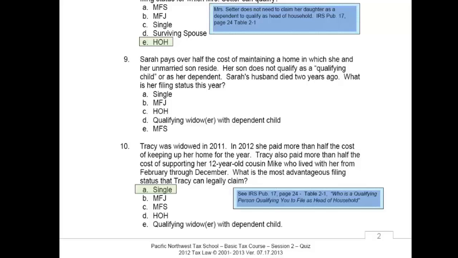In order to file head of household, you have to have a qualifying child, and that child would be a son, a daughter, or a grandchild, which Mike is none of the above. Or you have to have a qualifying relative. That qualifying relative must reside in your home for the entire year. Mike did not. He was only there from February through December. So the only filing status that Tracy can claim for the year is A, single.